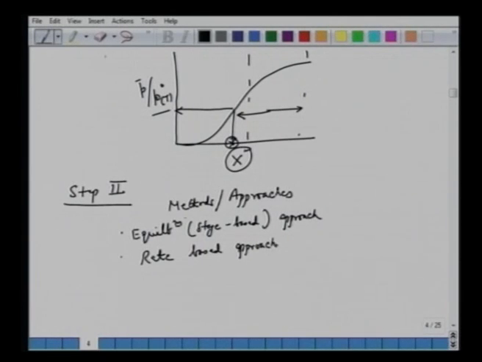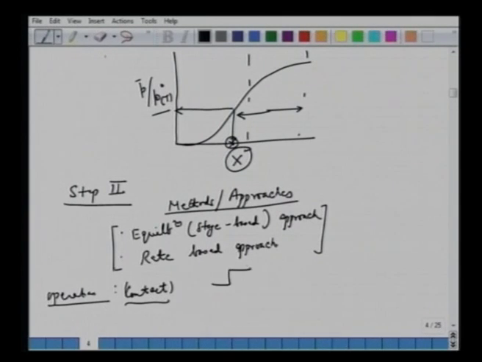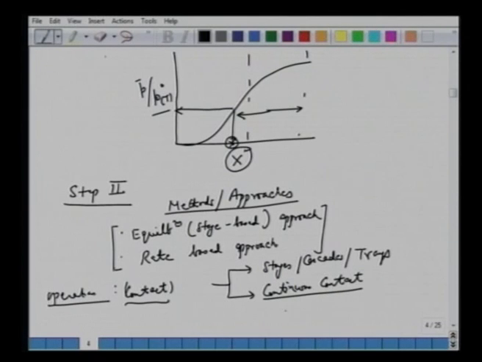Okay. Now, before these approaches, we must not forget that in a real system, from the operation point of view, we have different types of arrangements. So now we are talking of contacts. All right. So we can bring 2 phases in contact in stages, or we call it cascades, or we call it trays. Or we can have continuous contact. So essentially here very often we talked of packed bed, for example.